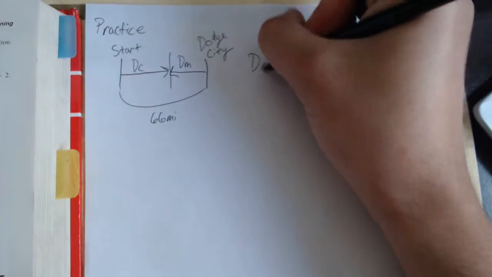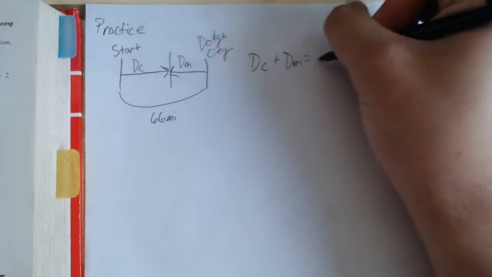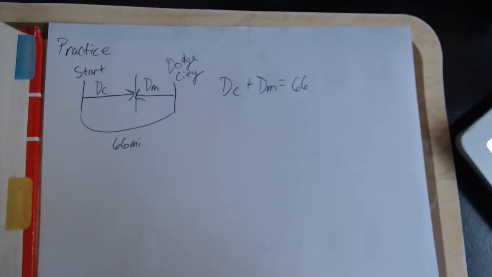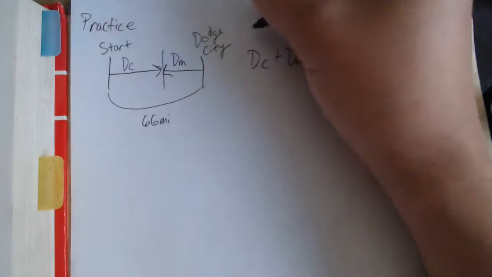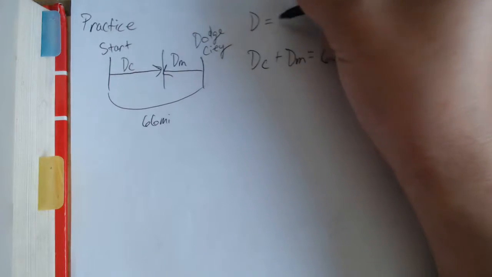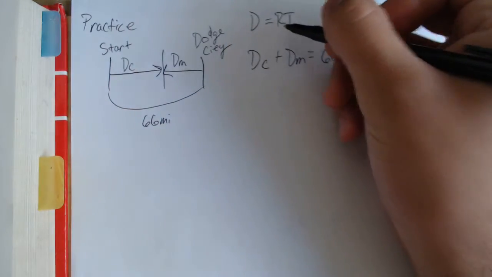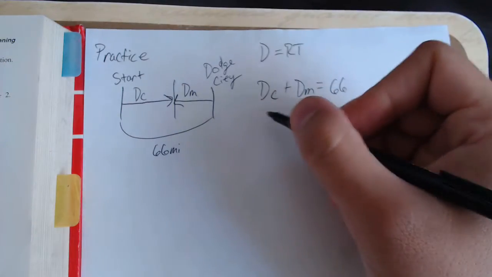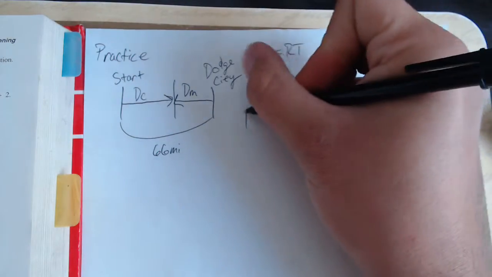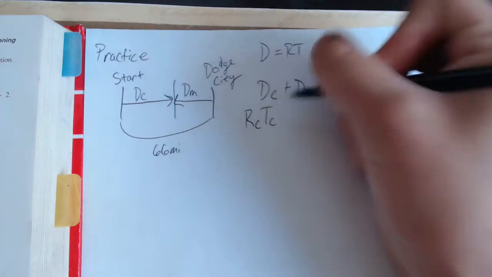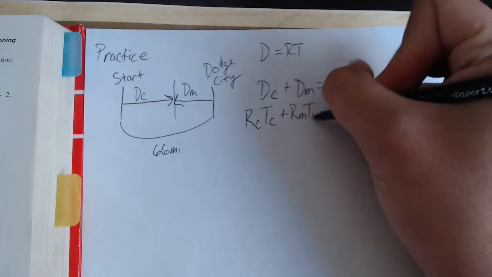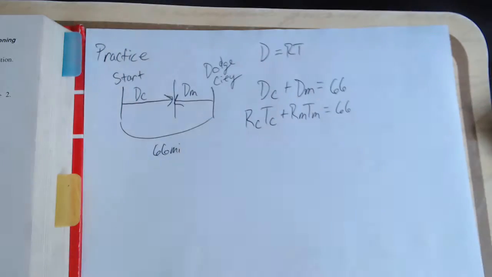So that's going to be our first equation. D sub C plus D sub M equals 66. Now we're going to start rewriting our equation, substituting, and all that good stuff. So we should have already memorized the equation distance equals rate times time. And we're going to use this equation that we know to substitute for D sub C and D sub M. So instead of writing D sub C, I'm going to write the rate of C times the time of C, substituting, plus the rate of M times the time of M, equals 66.